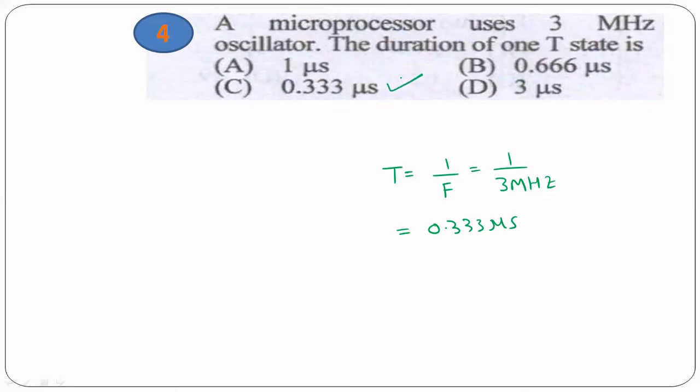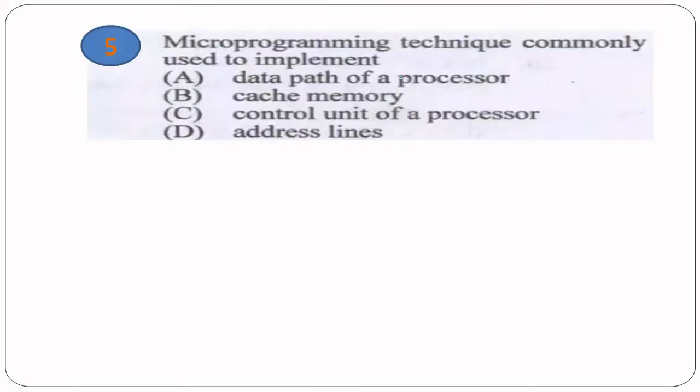Let us look into the next question, friends. Microprogramming is a technique commonly used to implement, whether it is related to the data path, cache memory, control unit or other things. So what is the meaning of microprogramming? We shall try to understand it first.